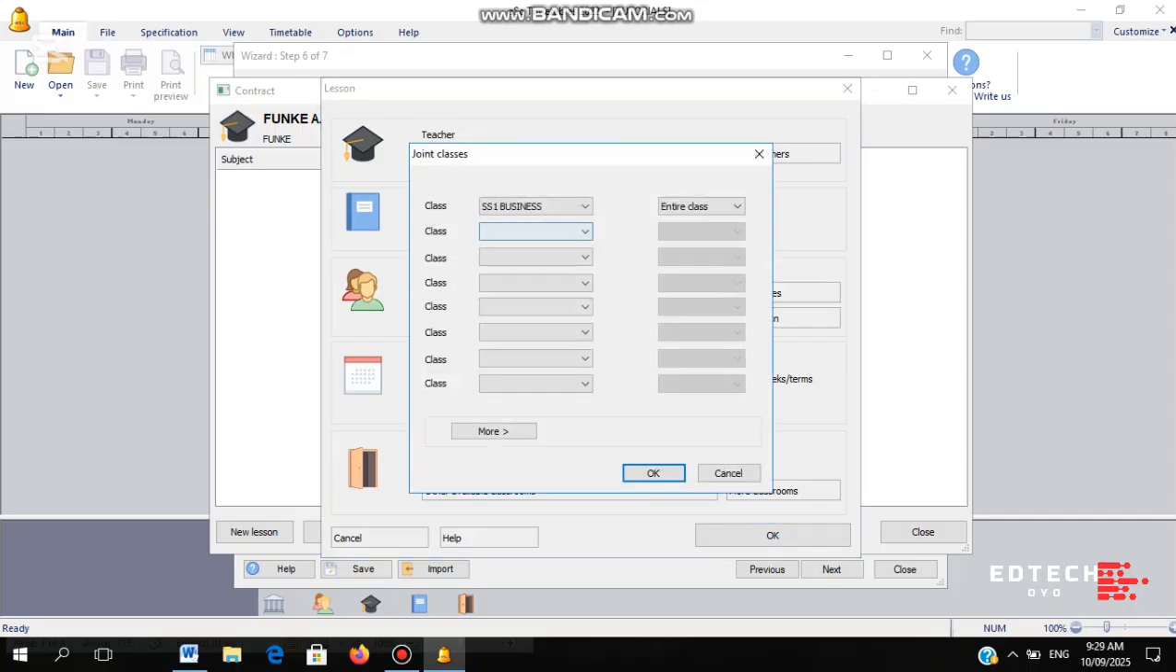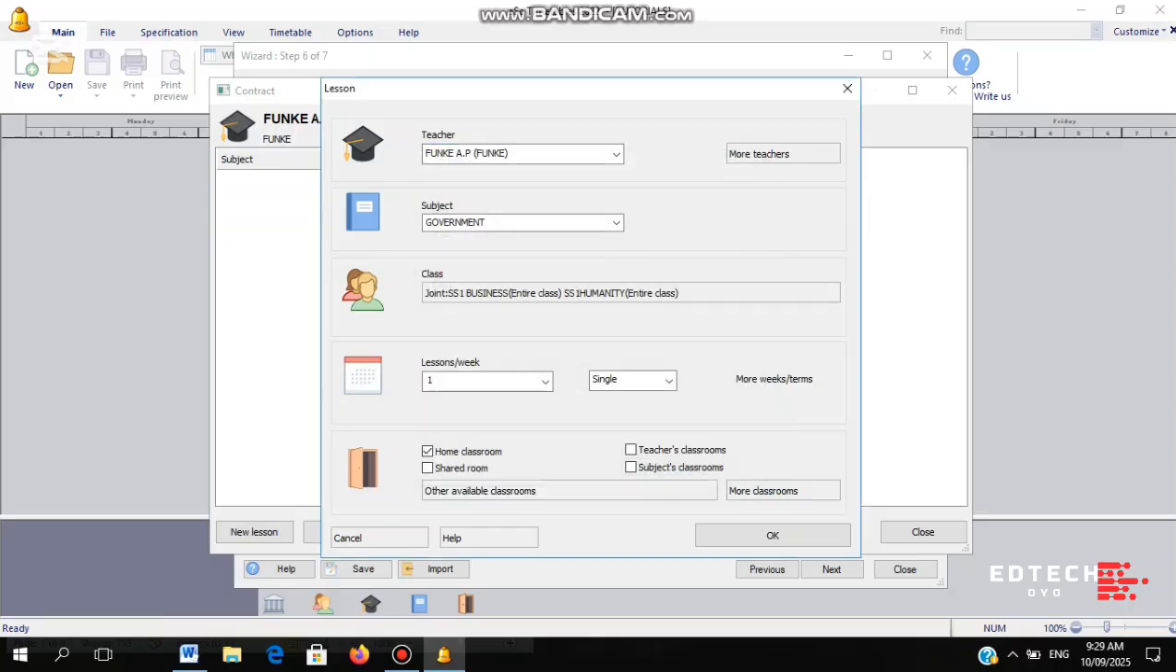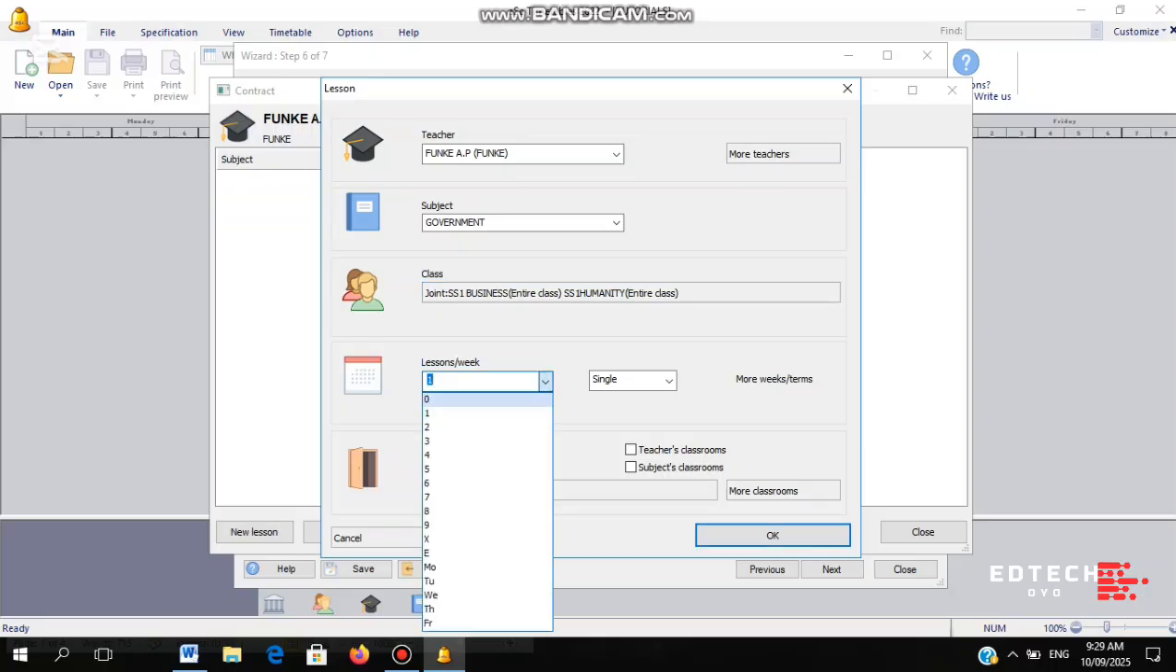Click on joint. Yes, SS1 business, the entire class are doing it. Then SS1 humanity also, the entire class are doing it. So you have joined their classes together like this. Press OK. So you have joined their classes together. So it's now a joint class. How many periods per week? Let's say it's 3 periods per week. It depends on you now.